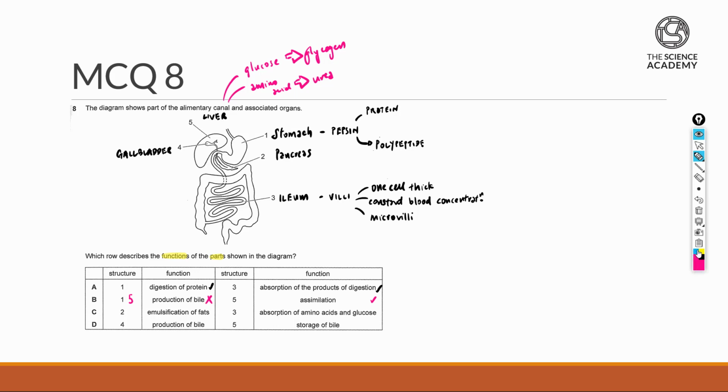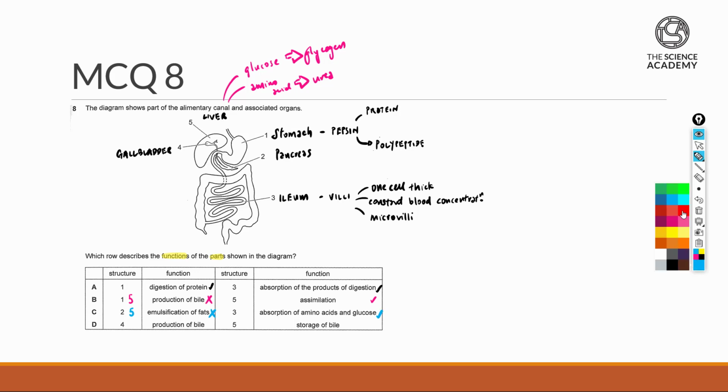In option C, 2 is involved in the emulsification of fat. That's untrue. This should actually be the function of 5 because bile is produced to help in the physical digestion of fats known as emulsification. And number 3, the absorption of amino acid and glucose. This is again true because this will be done via the villi itself.